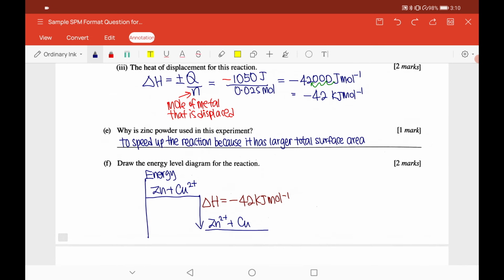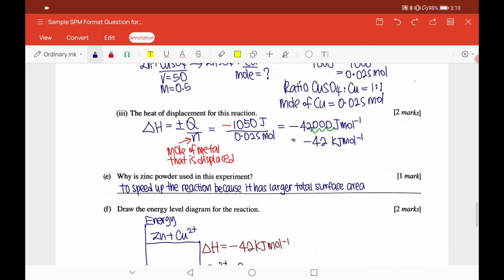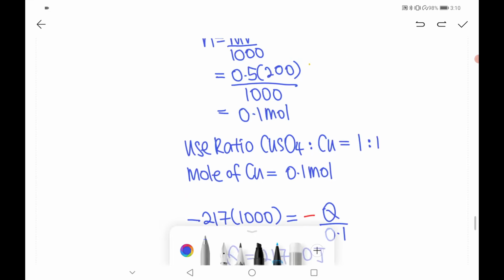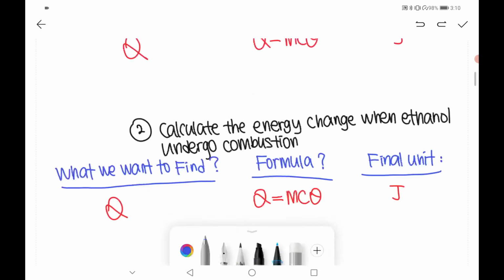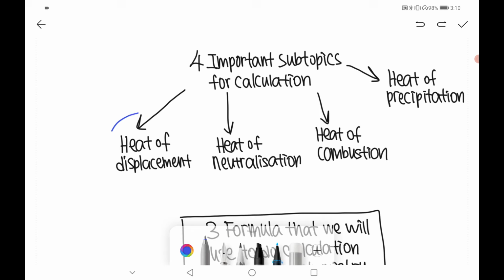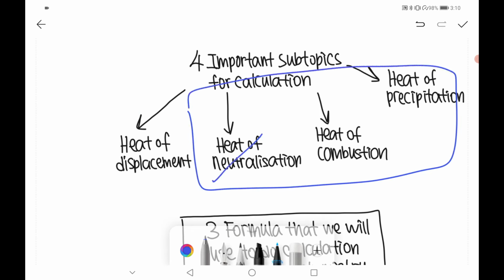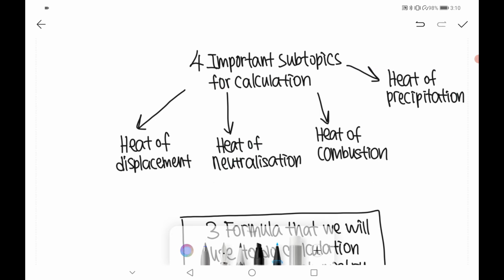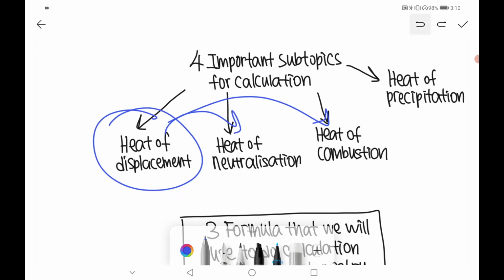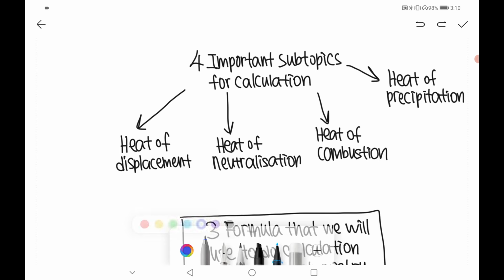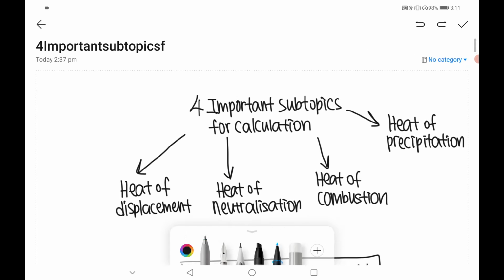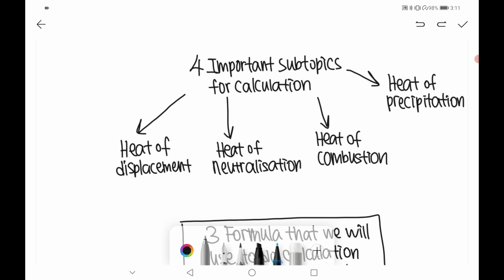I hope you understand what we are learning so far, because if you fully understand heat of displacement, it will be very easy when I teach you heat of neutralization, heat of combustion, and heat of precipitation. It will be easier because many concepts from here you can use in the other heats as well. That's all we need to learn in today's video lesson.